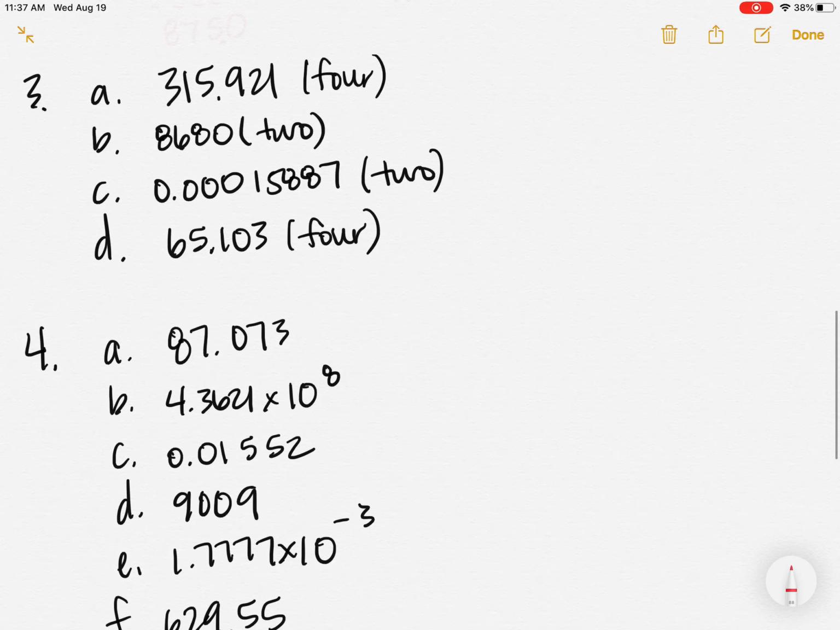All right, here's where life gets a little bit trickier. Number 3 says round off each answer to the number of sig figs in parentheses, and then write your answer in scientific notation. In letter A, I have 6 sig figs, and I only want 4. So what we're going to do is underline the first 4, which are the ones that I'm interested in keeping.